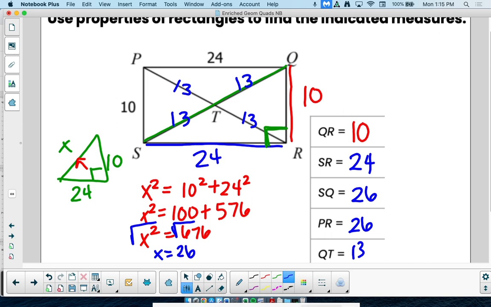Okay, you guys get a head start on the next one. Same kind of problem, just different numbers, and I'll catch up to you, okay? Fill out the ones you can right away, and then you do have to do Pythagorean theorem.